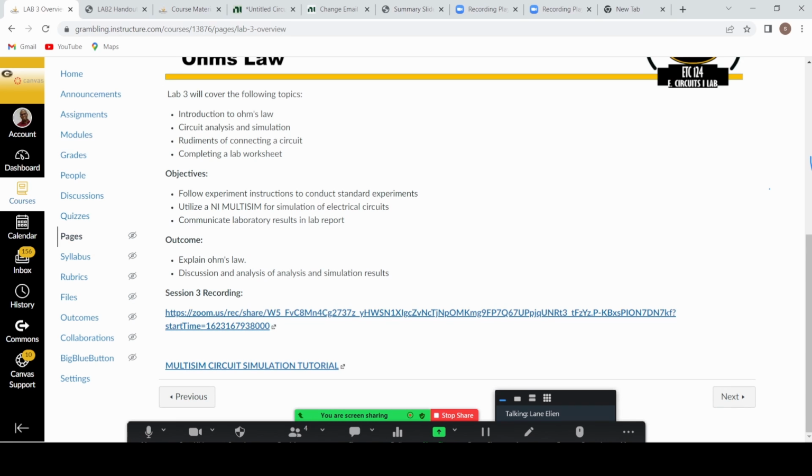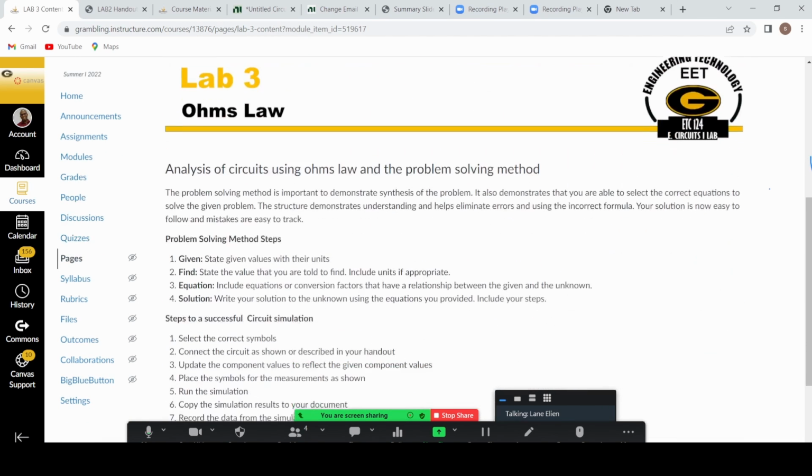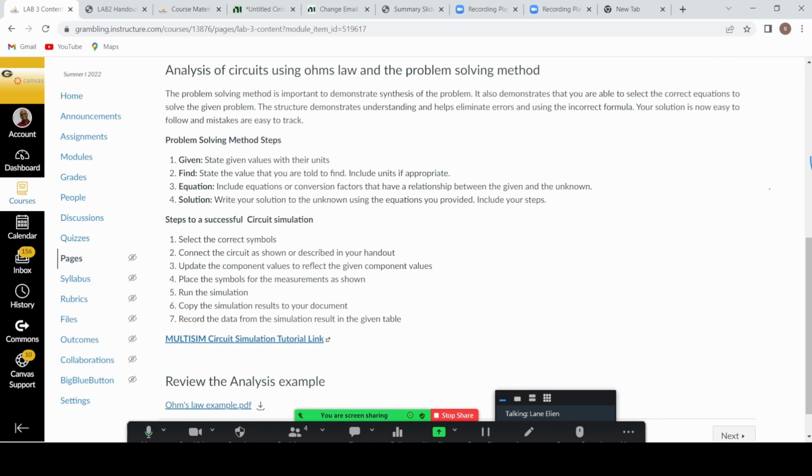Let's proceed. So this link is not live for the tutorial, but we will update it very soon. Next page here is our content. It talks about analysis of circuit using Ohm's Law and problem-solving method. The problem-solving method is important to demonstrate synthesis of the problem. That is, to demonstrate understanding of the problem. We need to use the problem-solving method. It also demonstrates that you are able to select the correct equations to solve a given problem.